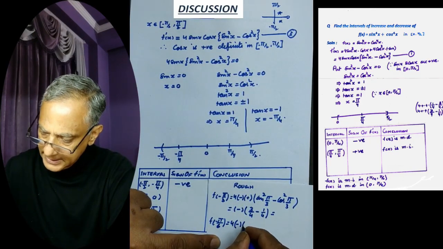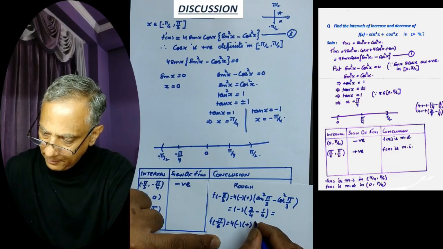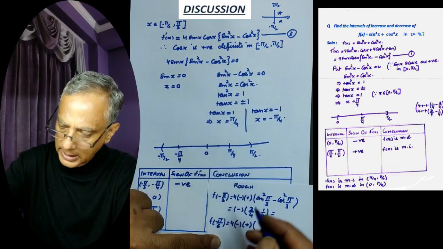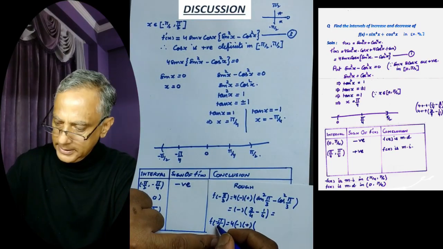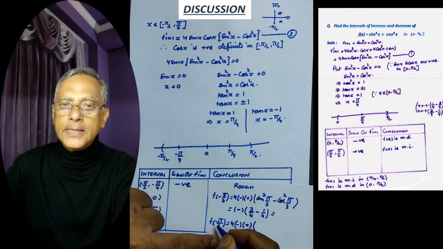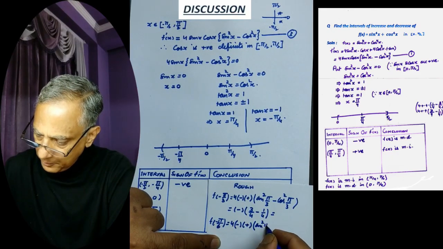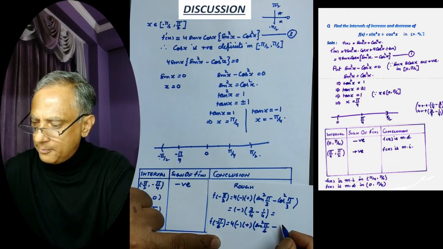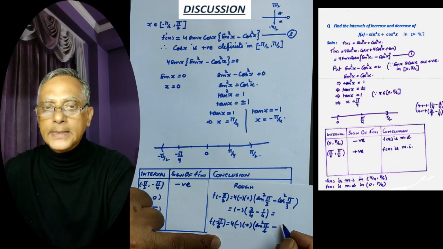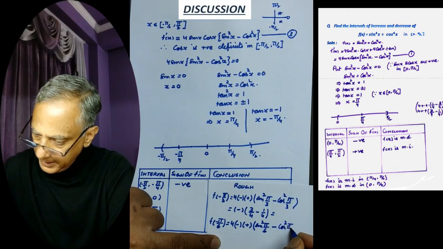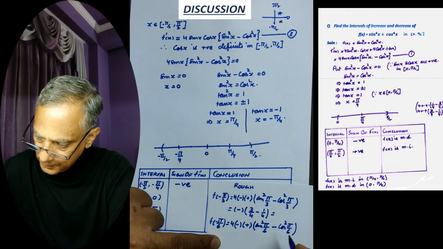We will have minus, and this will be plus. We need not find the values. And sine square minus pi by 6. Sine of minus pi by 6 is minus sine pi by 6, and minus square is plus. So we will have sine square pi by 6 minus cos square minus pi by 6. Cos of minus theta is cos theta. So we will have cos square pi by 6.